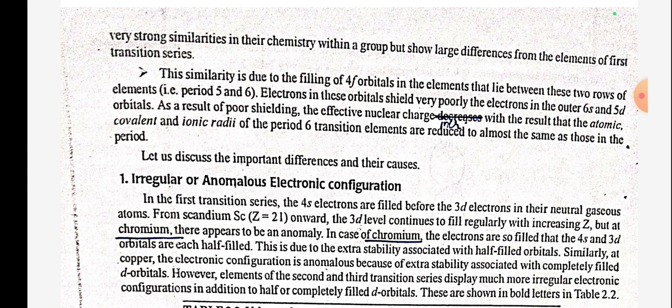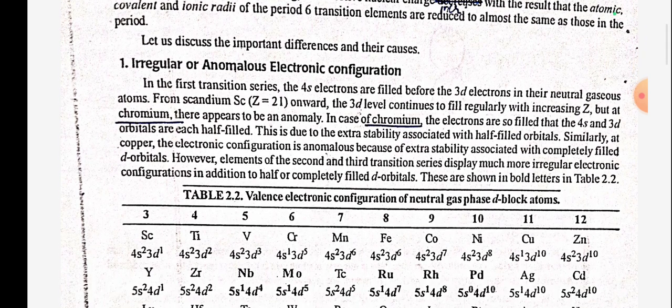Electrons in these orbitals shield very poorly. The electrons in the outer 6s and 5d orbitals are poorly shielded. The effective nuclear charge increases, with the result that the atomic, covalent and ionic radii of the third transition series elements are reduced to almost the same as those in the second series. Irregular or anomalous electronic configuration.